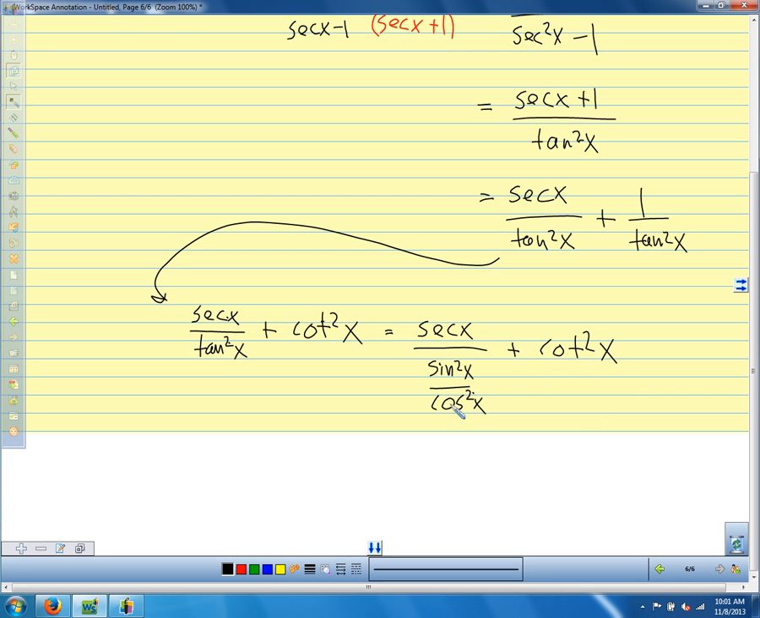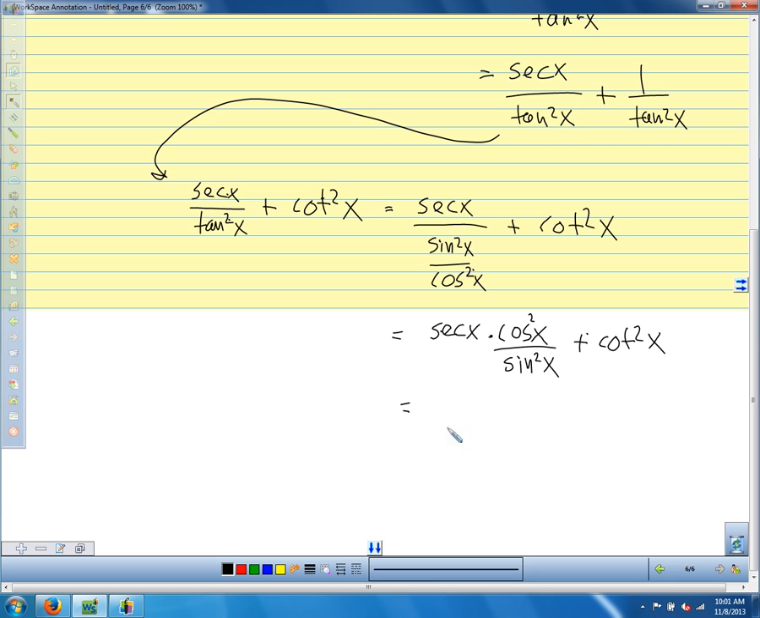Now what do I do when I divide by a fraction? Multiply by the reciprocal. So this is secant x times cosine squared x over sine squared x plus cotangent squared x. Now we're almost done. What is secant x? How can I rewrite that? 1 over cosine x times cosine squared x over sine squared x plus cotangent squared x.